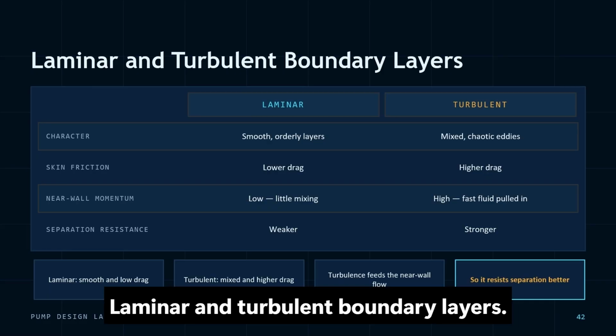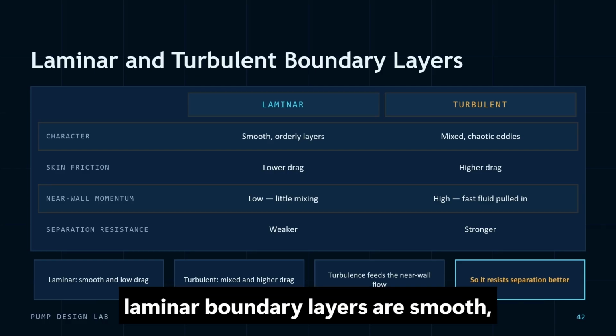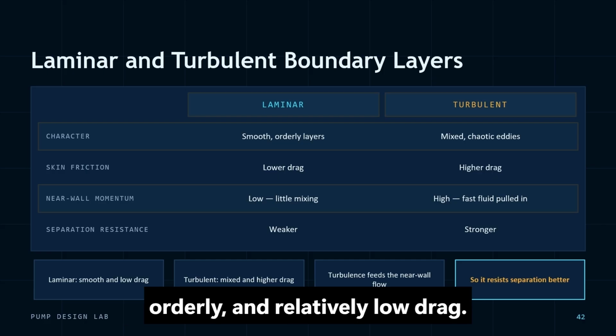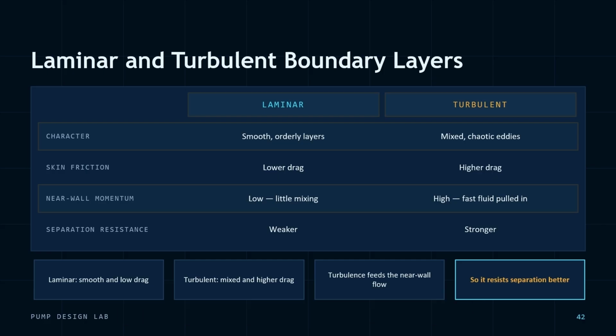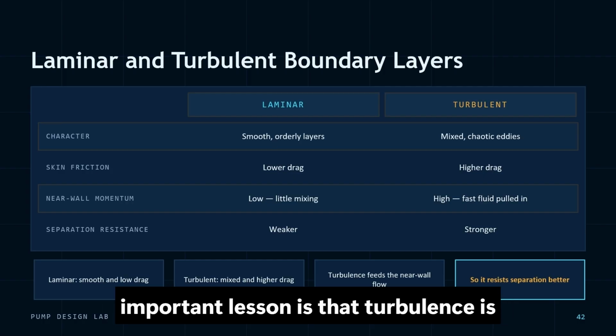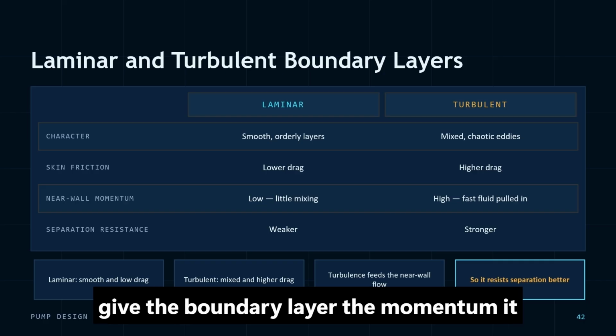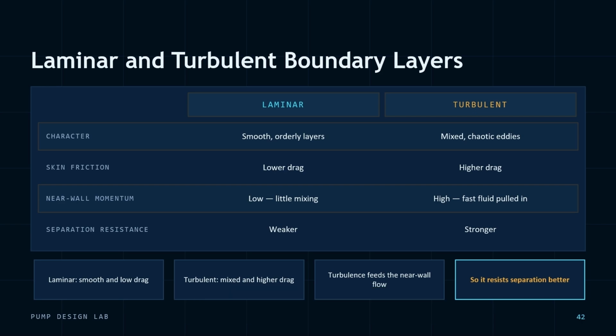Laminar and turbulent boundary layers. From this, we can understand that laminar boundary layers are smooth, orderly, and relatively low drag. Turbulent boundary layers are mixed, higher drag, and fuller near the wall. The important lesson is that turbulence is not automatically bad. Its mixing can give the boundary layer the momentum it needs to remain attached.